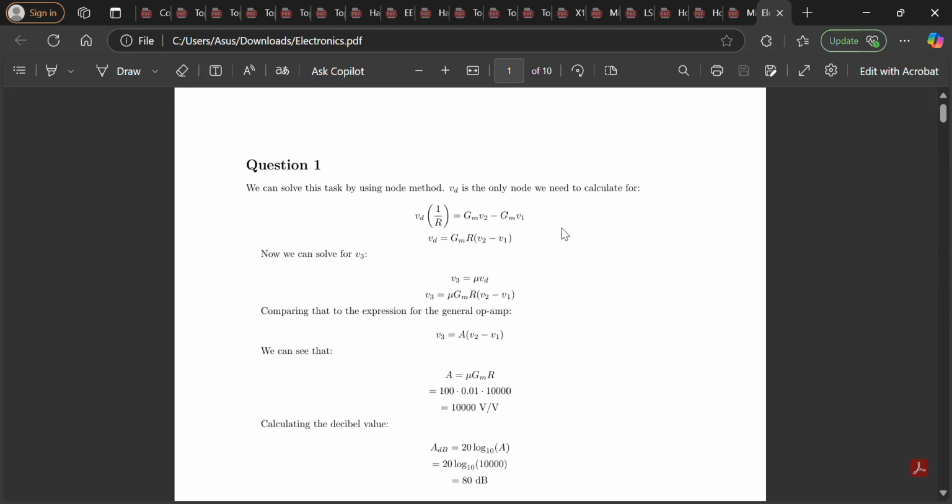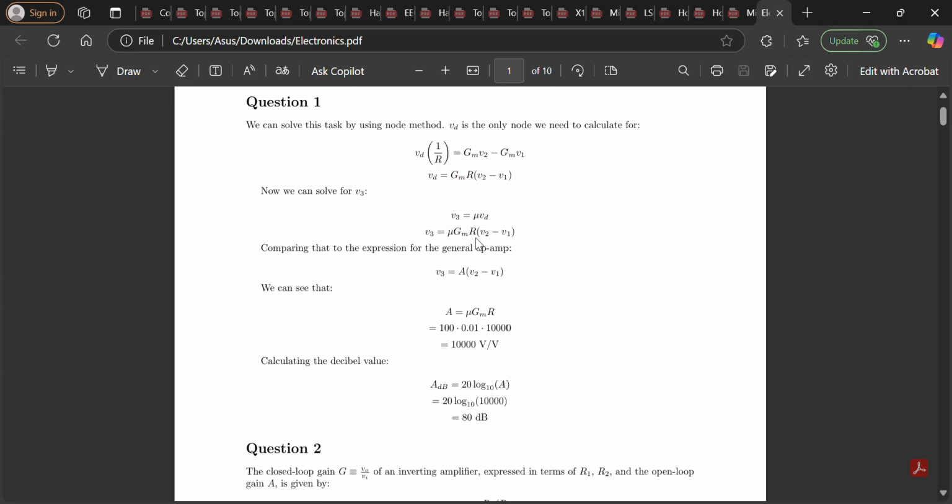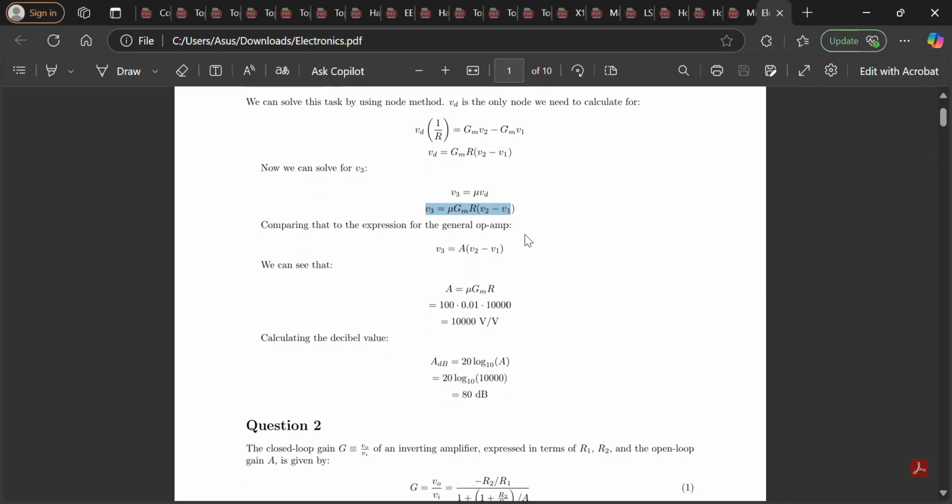This current flows through the resistor R, generating a voltage across it, so it means this equation. So now we have to compute it for voltage V3, which means this voltage is basically passed through a second gain stage with gain mu, and it means this equation.